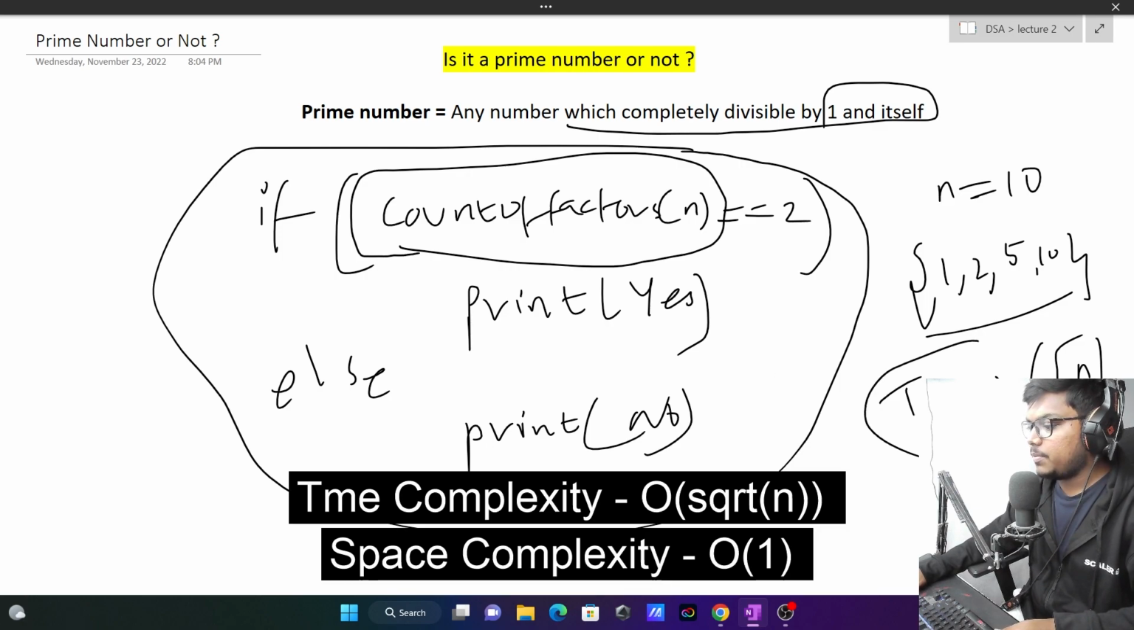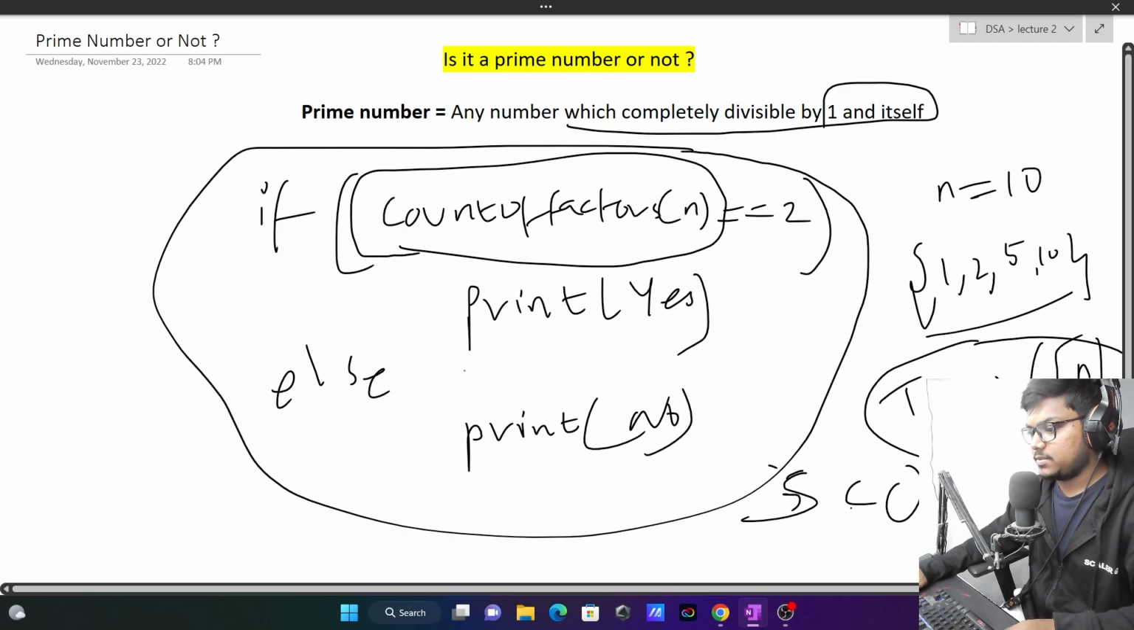The time complexity will be order of root n, and the space complexity will be order of 1, because we are not using any extra space, right?